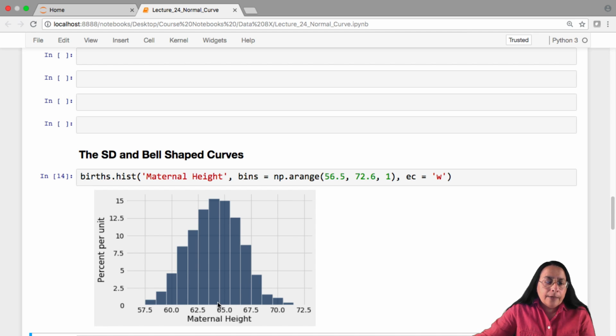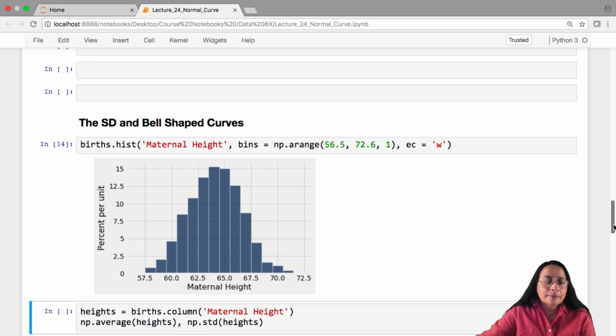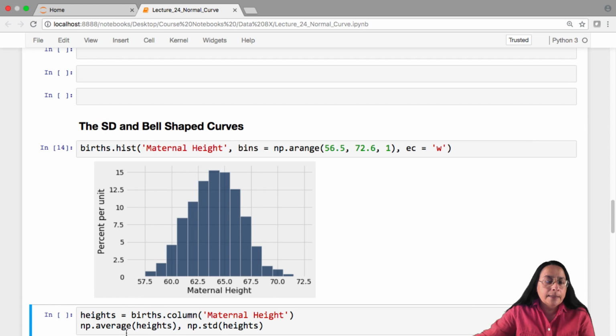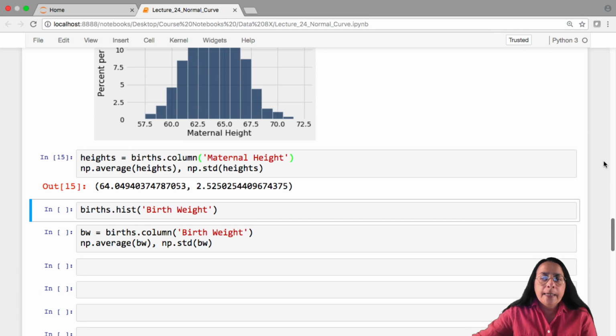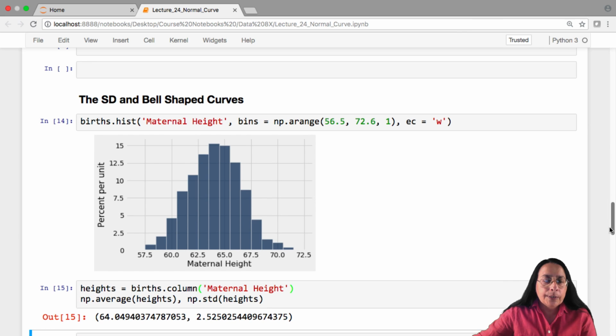So we had guessed the average to be about 64, and we're saying that the point of inflection is at about 66.5, so the distance between the center and the point of inflection is about 2.5. That's what we're saying. We're guessing average equals roughly 64 and SD equals roughly 2.5. We've got the data. Should we check? So we've extracted the heights as a column, and we're going to compute the average of the heights and the standard deviation of the heights. And we get roughly 64 and roughly 2.5.